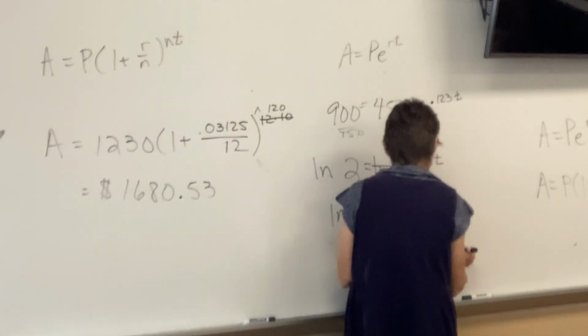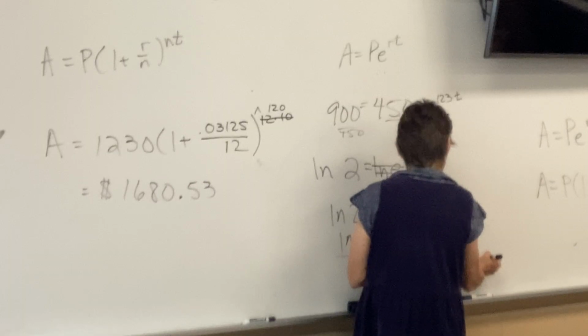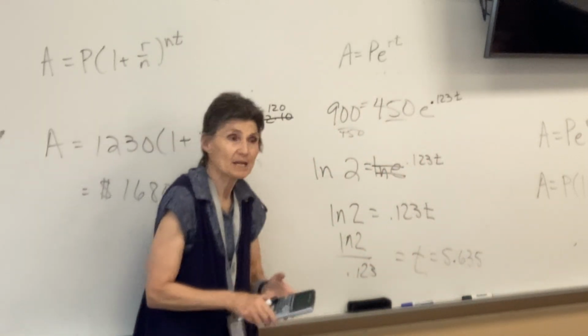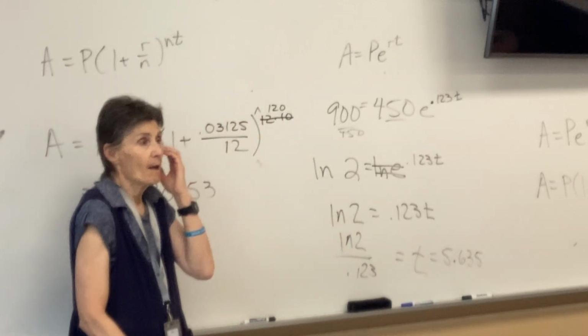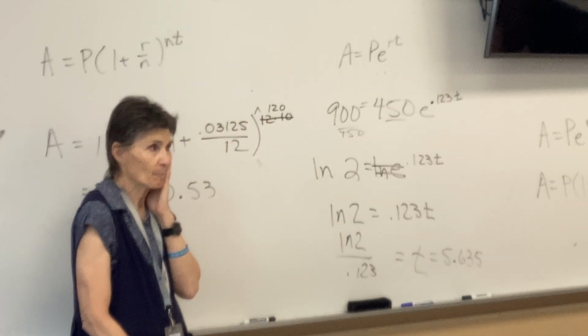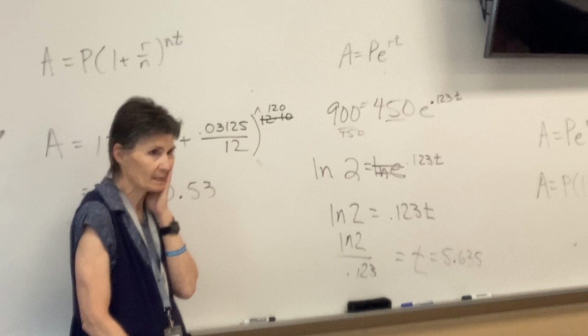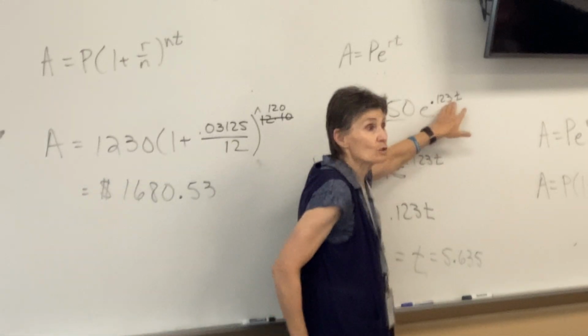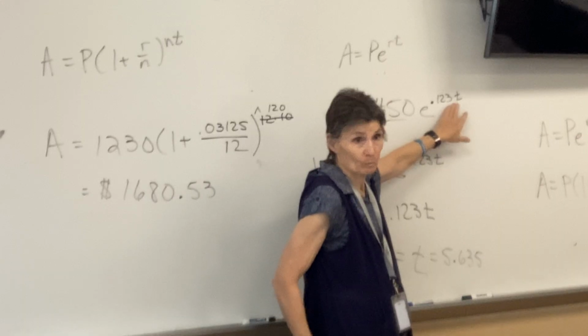And we should get 5.635. Yep. Now, there is a unit on that, but I didn't do a good job writing the problem, so we don't know what the unit is. This growth constant is 12.3%. Would you agree with that?